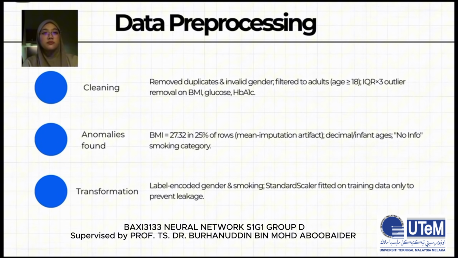Next, anomalies found. We discovered that exactly 27.32% of rows share an identical BMI, a clear artifact of mean imputation. We also identified decimal values in infant age and handled no info values within the smoking category. Lastly, transformation. Finally, we label encoded categorical features like gender and smoking and carefully fitted a standard scaler only on our training data to prevent any data leakage.